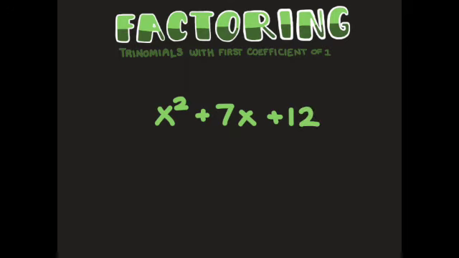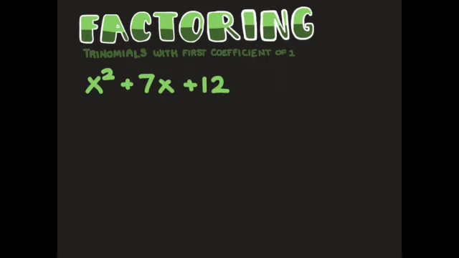And we can use this method, but if you have something like 4x squared plus 7x plus 12, that's going to use a different method because this coefficient, in order to use what I'm about to show you, has to be 1. So keep that in mind. So how do we factor this trinomial x squared plus 7x plus 12?